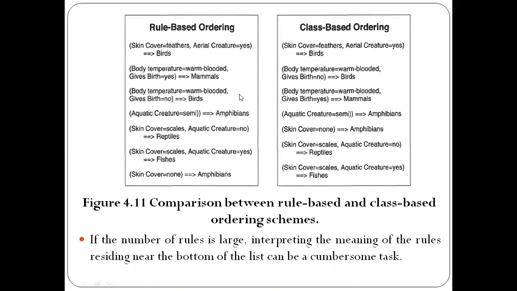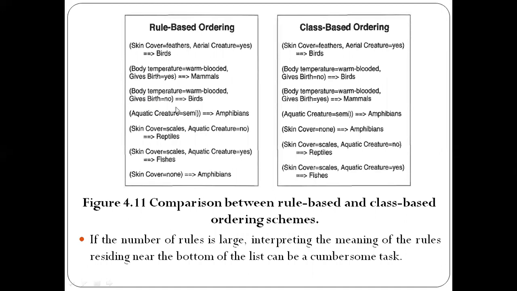One more thing: if we use this rule based ordering scheme, every test record will be classified by the best rule that covers it. Every test record that is presented for classification will be classified by the best rule that is going to cover it, because the rules are ordered using a rule quality measure. So this scheme ensures that every test record is classified by the best rule that covers it.